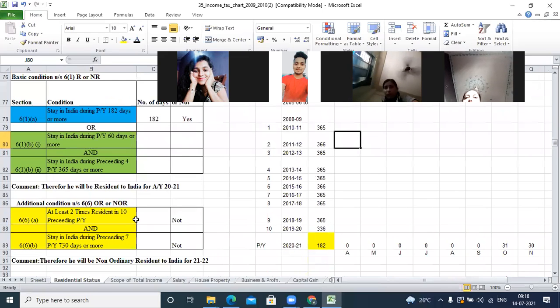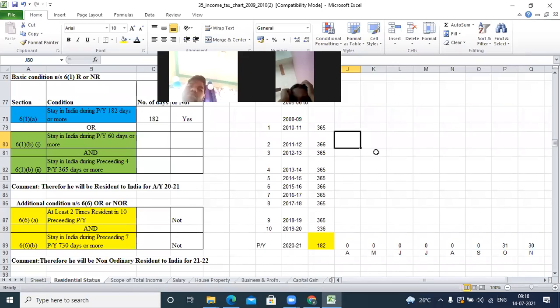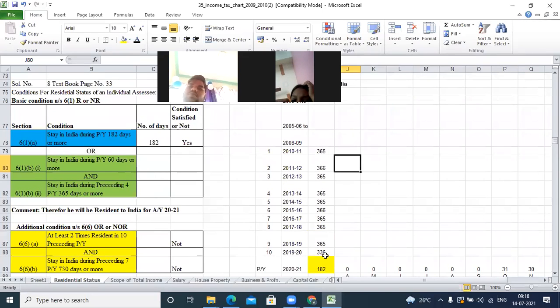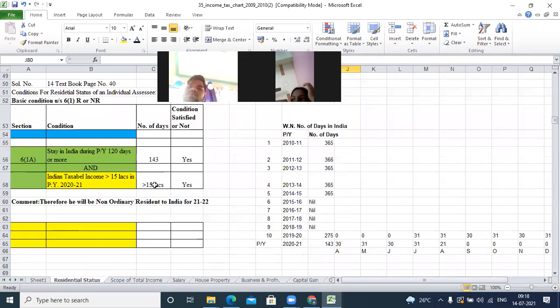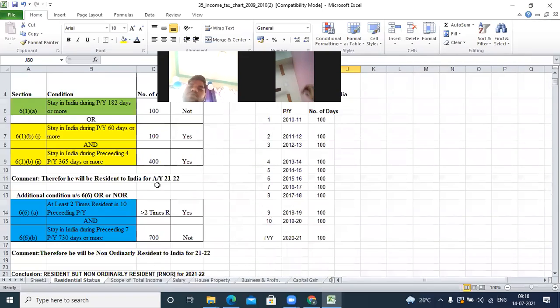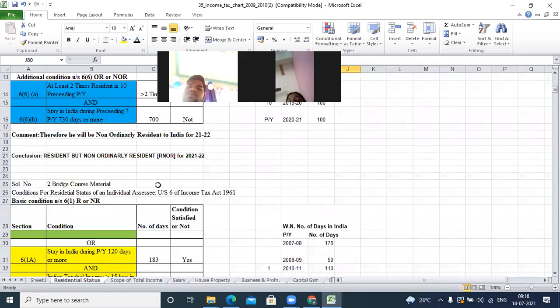I need to verify whether it is ordinary resident or non-ordinary resident. Yes or no? Yes, sir. So again, I will go. All this time he will be resident. So more than 2 times, as we did in the last question also.